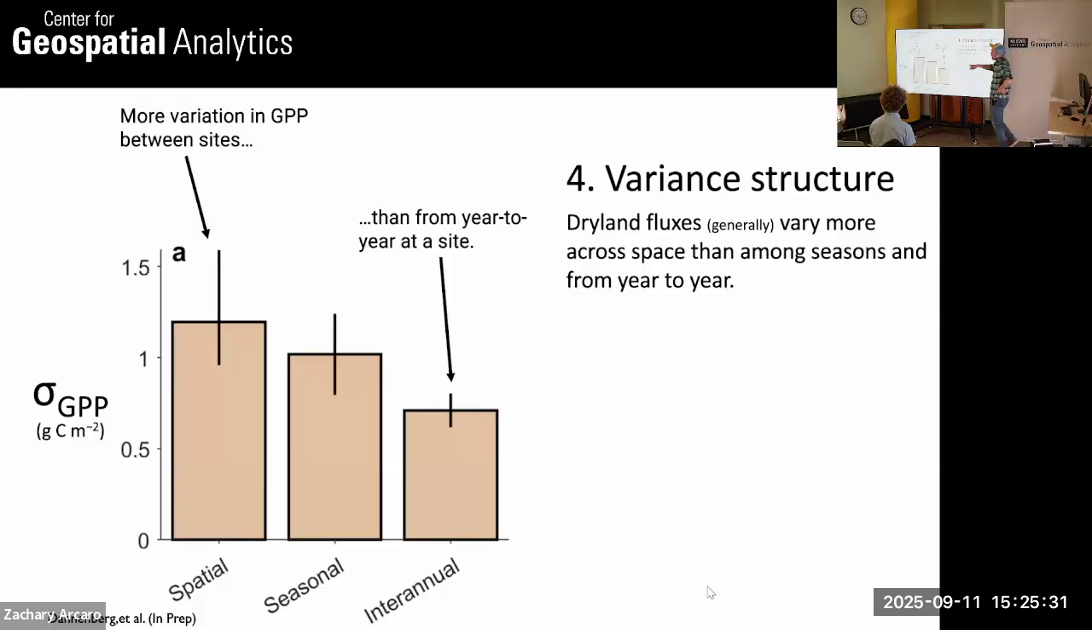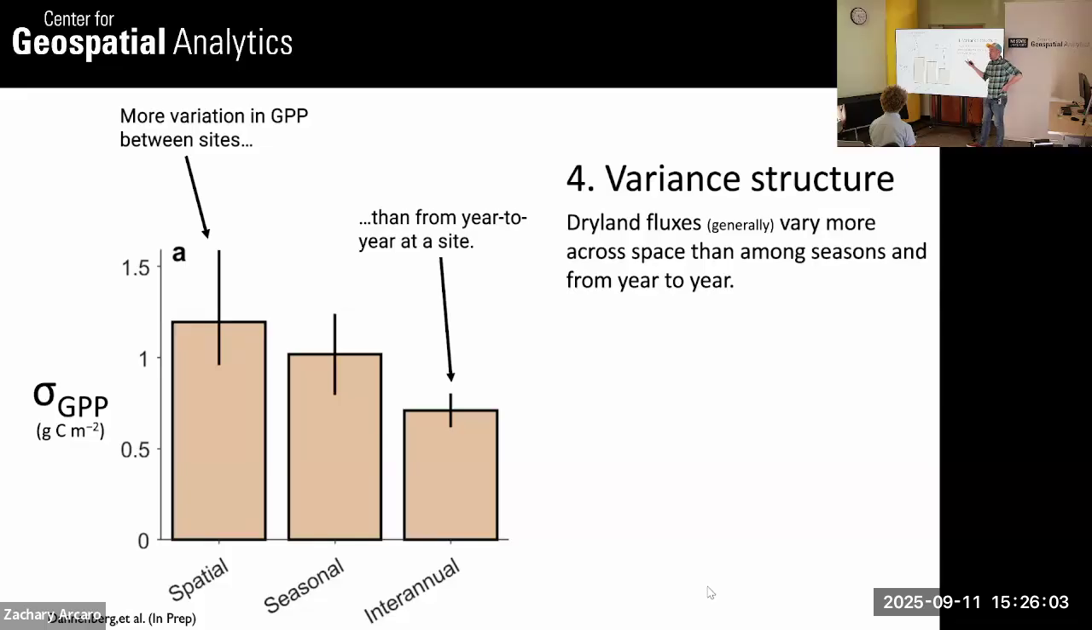So what I'm showing here is basically the standard deviation of gross primary production through space versus seasonally at an individual site versus interannually. So in other words, how much variation is there from one site to another in their average primary production? How much variation is there between winter and summer? And how much variation is there from year to year? The least amount of variation occurs from year to year. Most of the variance is spatial, then seasonal, and then interannual.